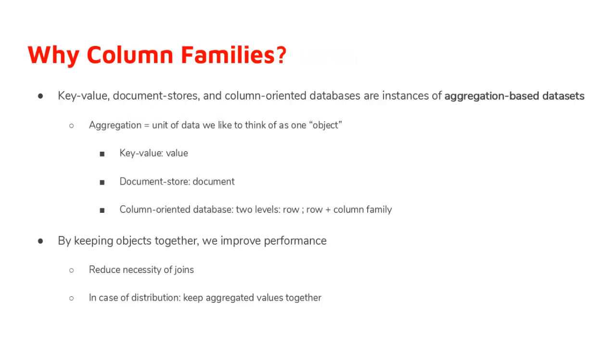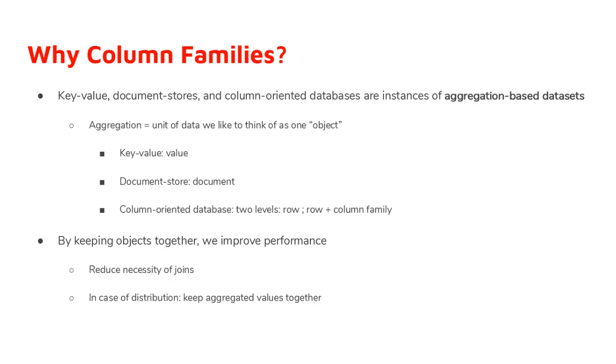So why column families? So in essence, key value, document store, column-oriented databases, they are all variations of aggregation-based data sets. So the aggregation level is a unit of data. We like to think of it as one object. So for a key value, it's the value. For documents store, it's a document. In column-oriented databases, it's the column family and also the row. So these are 2 dimensions. But we aggregate all data related to the same object in one place.